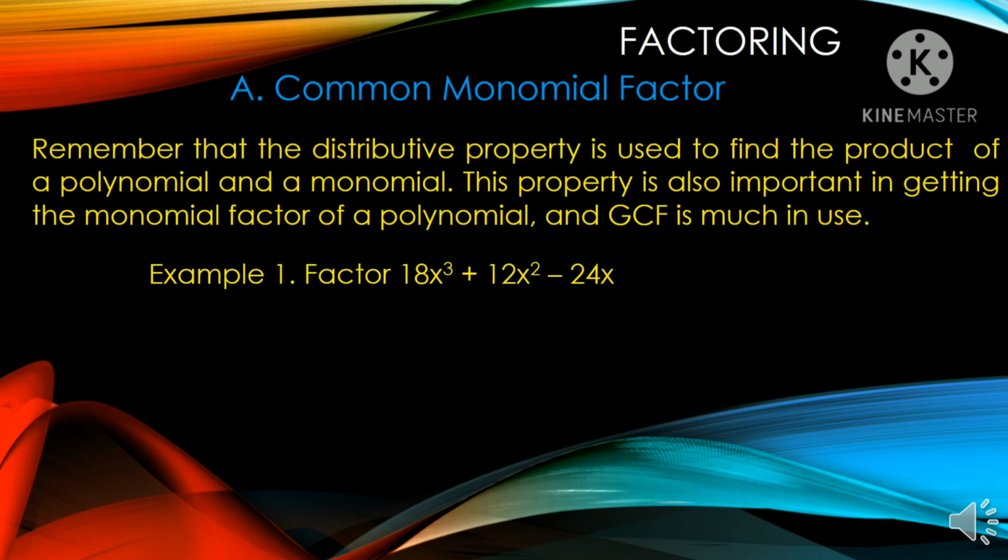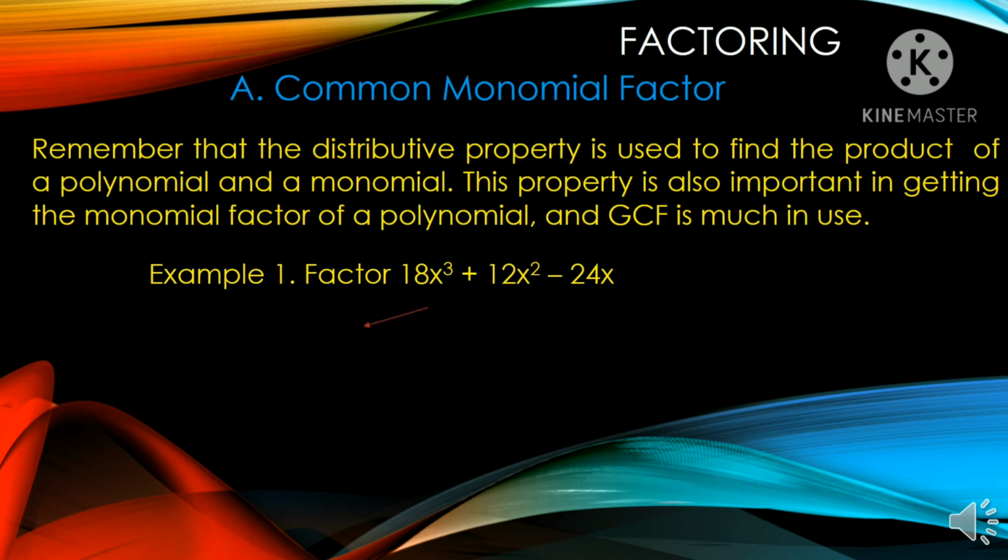So here we are going to evaluate or see the terms. How many terms here? There are three terms. We have 18x cubed, then positive 12x squared, and negative 24x. Remember that terms are separated by the plus and minus signs. So consider our numerical coefficients 18, 12, 24, then get the GCF. Consider the literal coefficients x cubed, x squared, x. Get the greatest common factor.